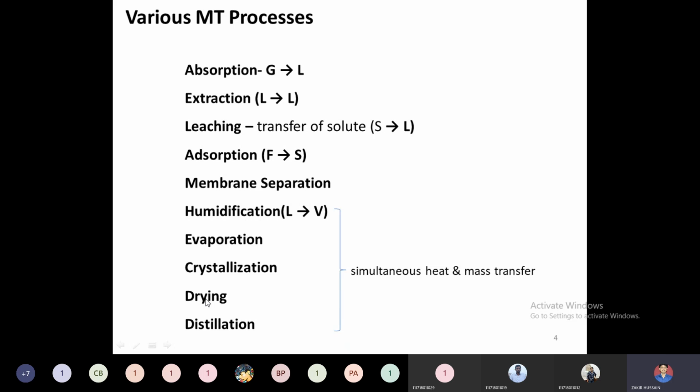When this operation is carried out in a batch process, it is called distillation. When it is carried out in a continuous fashion, it is called fractionation. So you will see in the next units, unit 2 and unit 3, distillation. Unit 4 is about leaching and unit 5 is about extraction. All other operations like adsorption, membrane separation, humidification, you will see in Mass Transfer 2, probably in the next semester.